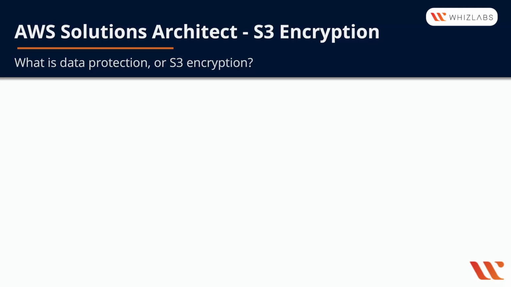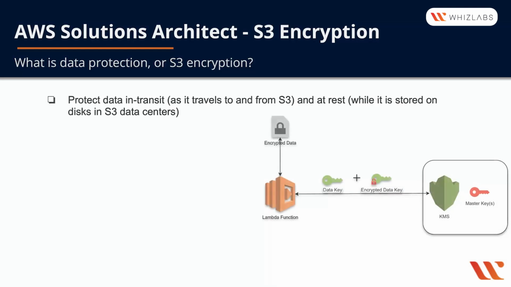All right, so what is data protection or S3 encryption? It's used to protect your data in transit as it travels to and from S3 and at rest while it is stored on disks in S3 data centers. We show a simple diagram here showing how your Lambda function or S3 application, or any application that you're using, is using encrypted data. It uses a data key and an encrypted data key to interface with KMS, maybe, depending on the scenario, to decrypt your data or encrypt it, depending on whether you're sending it to or receiving it from S3.